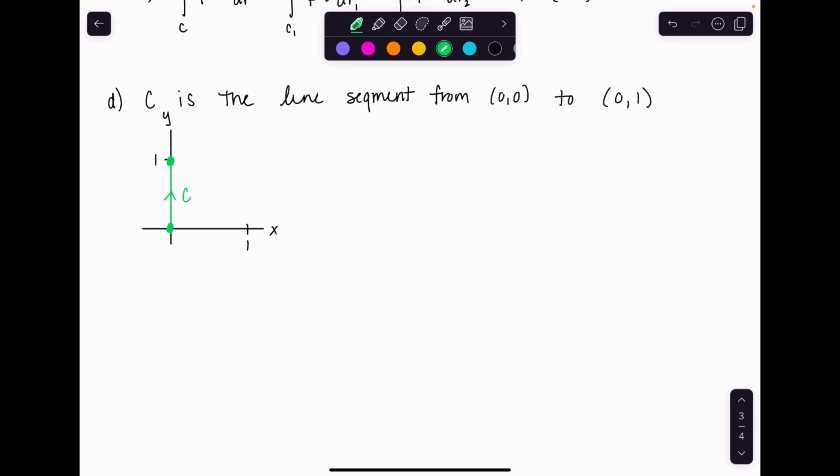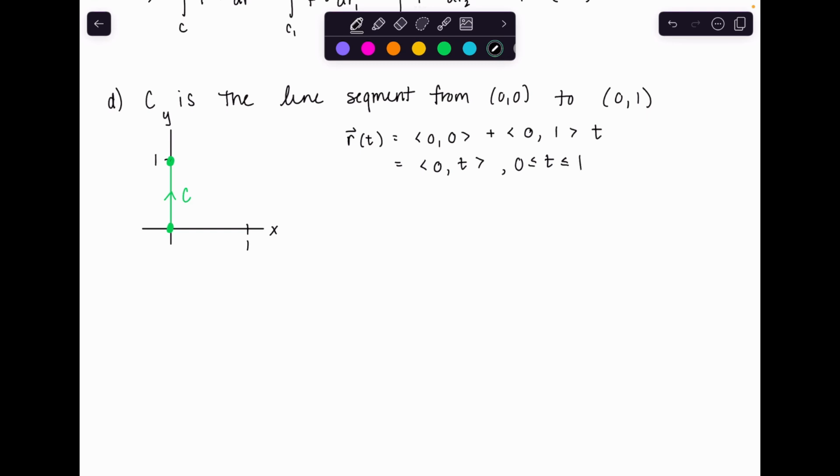So let's go ahead and find the parameterization of this curve. Again, you can use the same idea. We're starting at 0, 0. In the x direction, we're not moving at all. In the y direction, we're moving a distance of 1. So this can be defined by 0, t, with t ranging between 0 and 1. Then the derivative of this is 0, 1.